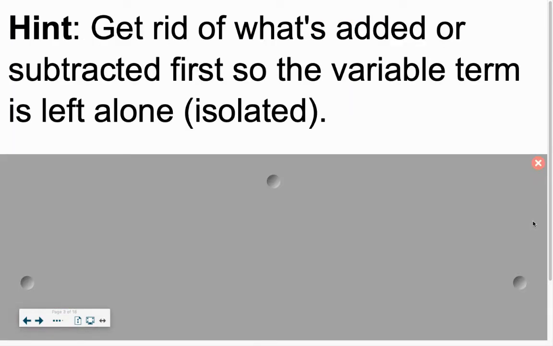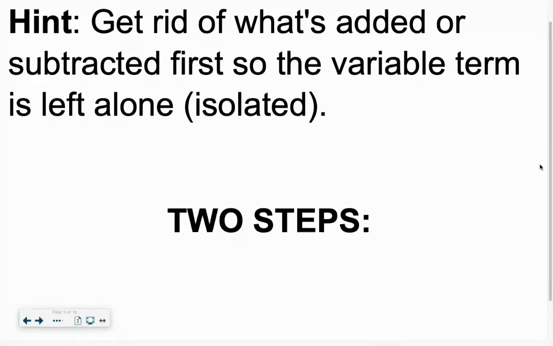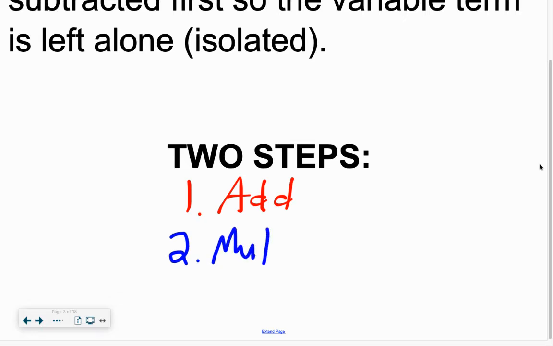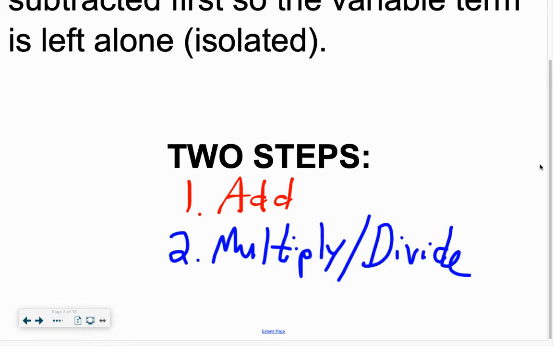We talked today, the hint, what we're going to do is get rid of what's added or subtracted first, so the variable term is left alone. Most of the time when we talk about our two steps today, we're going to have two steps. Step one, we are going to add something to both sides, like it's set up there, so that we can get the variable by itself. In step two, we either are going to multiply or we're going to divide, just like we did before.